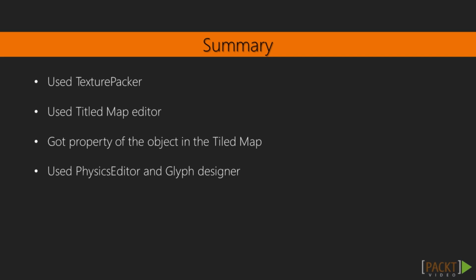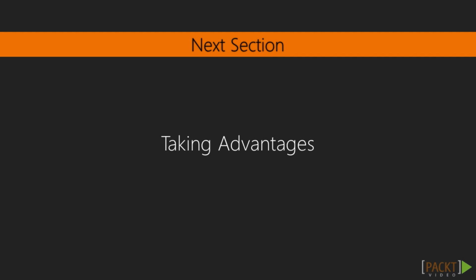In this section, we have learned to enhance many of our game features in Cocos2d-x using the Texture Packer, Tiled Map Editor, Physics Editor, and Glyph Designer. We can use lots of complex shapes, get the object properties, adjust our fonts, and do a lot more stuff. In the next section, we will explore taking advantages.